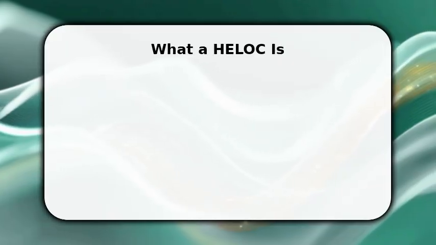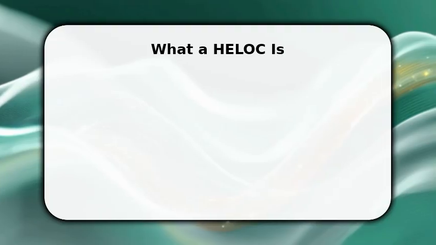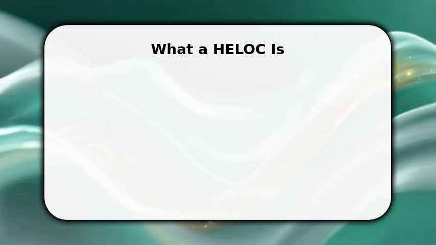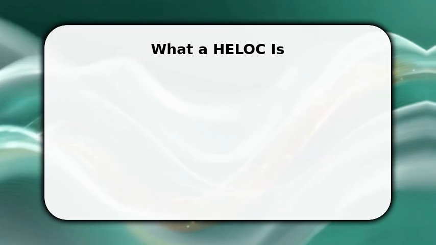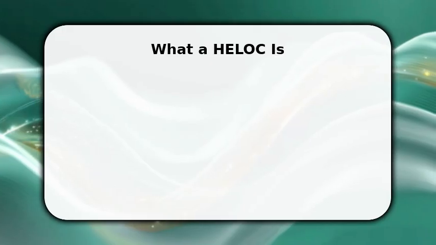A Heloc lets you borrow against your home equity up to a typical 80% combined loan-to-value. Lenders set the maximum based on your remaining mortgage and appraisal value. Heloc interest is usually variable, and you typically pay interest only during the draw period. Draw periods commonly last 10 years, then repayment begins.